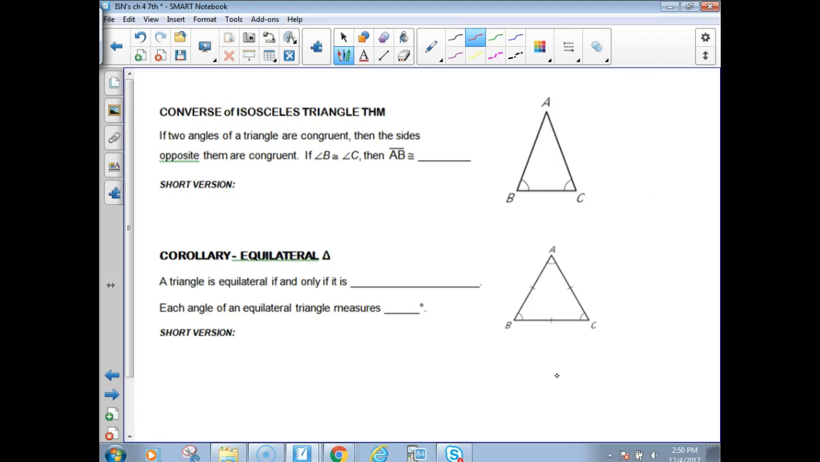Converse of the isosceles triangles theorem says, if two angles of a triangle are congruent, then the sides opposite them are congruent. So in this case, if angle B is congruent to angle C, then side AB would be congruent to side AC. Okay, and that's because you have those angles marked congruent. So the short version for that is if two angles are congruent, then sides opposite those angles are congruent as well.